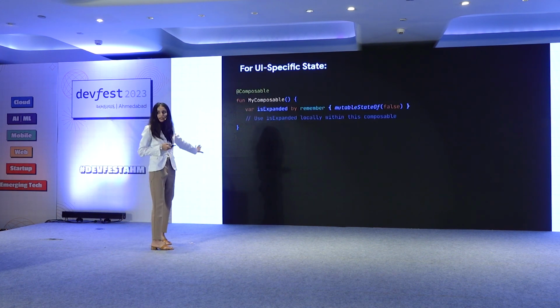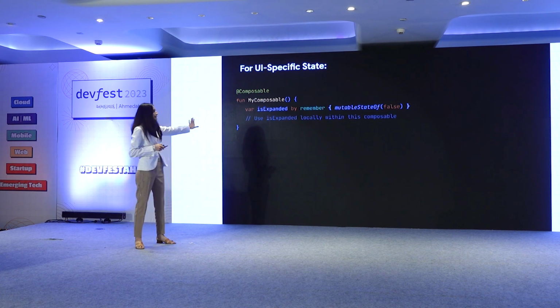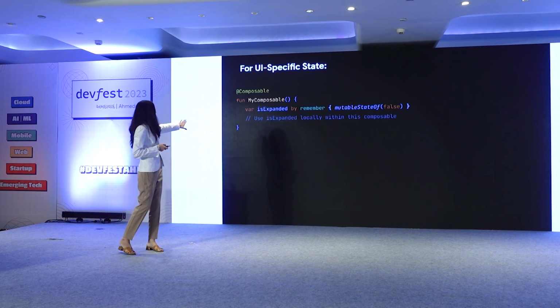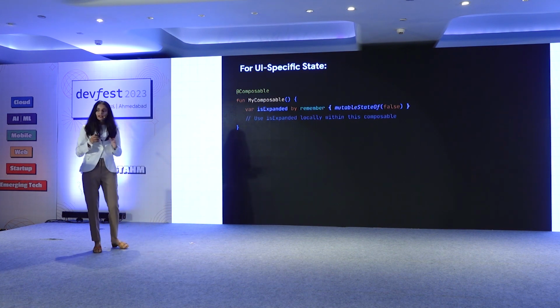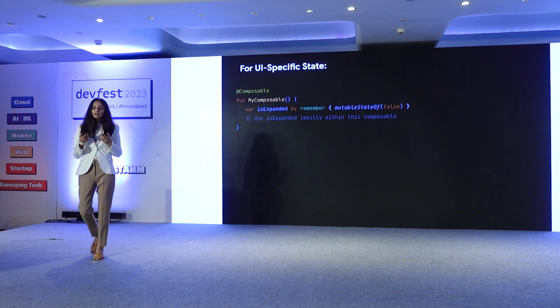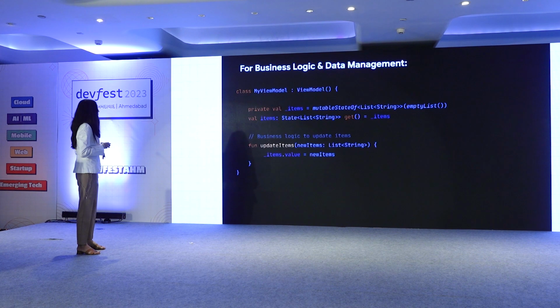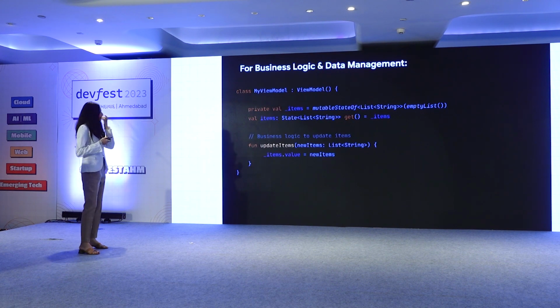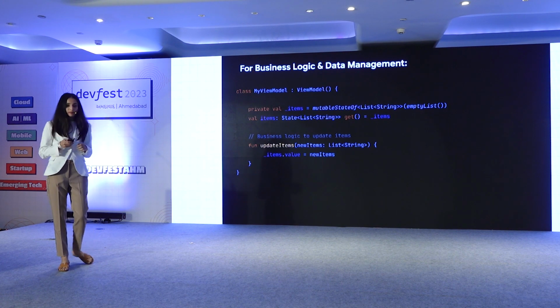For UI specific state, where the local variable is important, we put it inside the composable file. Here isExpanded is put in the composable, because it's not required to put it in the view model, as it's a very local variable. For business logic and data management, we put our logic inside the view model.